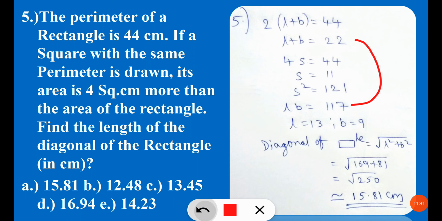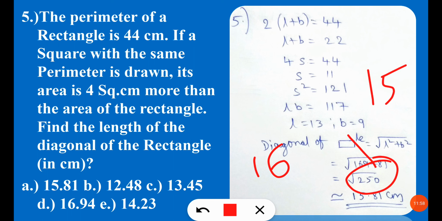Diagonal of the rectangle formula is square root of L square plus B square. L square means 169, B square means 81. Square root of 250. We know the square root of 256 is 16. We know the square root of 225 is 15. The square root of 250 lies between these two. So our answer also lies between these two numbers. There is only one option which lies between 15 and 16. It is 15.81 centimeters. Option A is the correct answer.